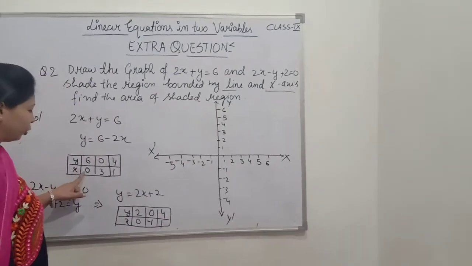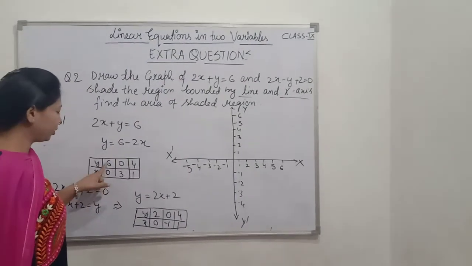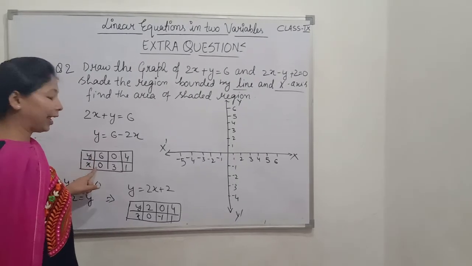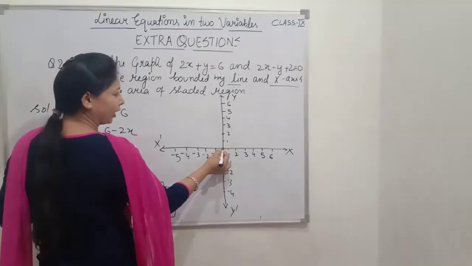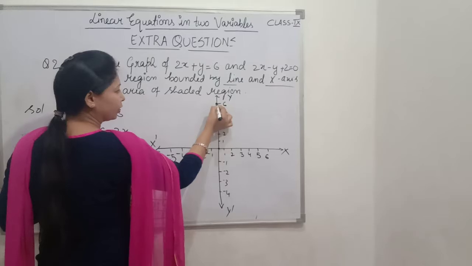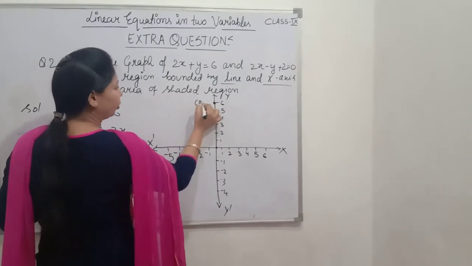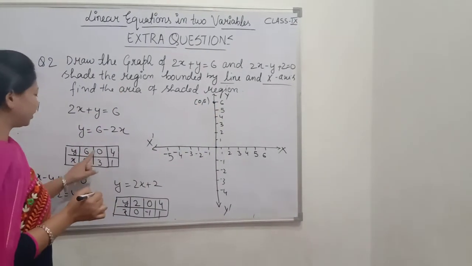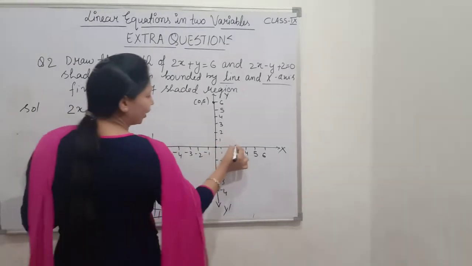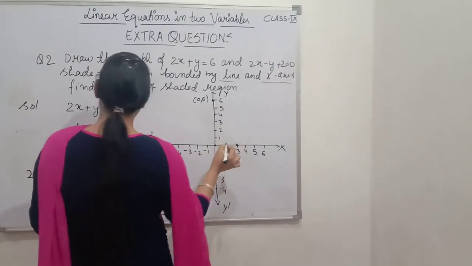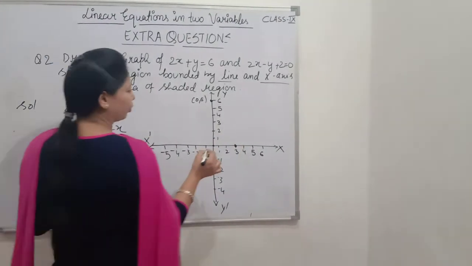Now first I want to plot this equation: 0, 6. 0, 6 means x is 0 and y is 6. Now this is my point 0, 6. Now second is 3, 0. X is 3 and y is 0. Now third is 1, 4.